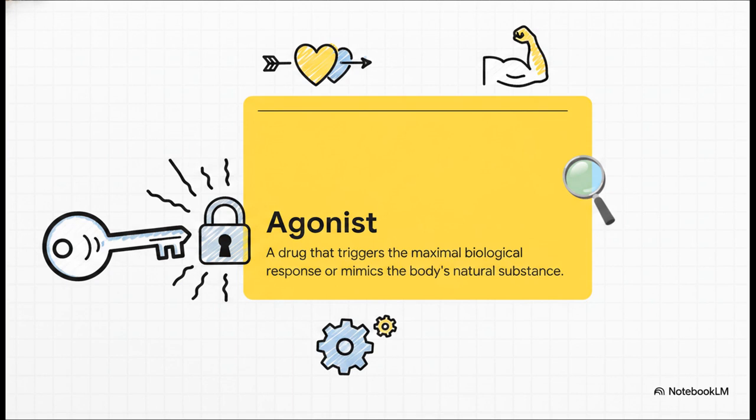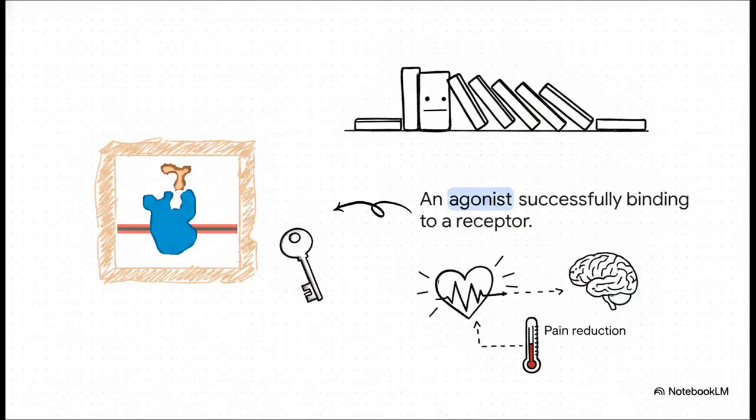It has high affinity, meaning it absolutely loves to bind to the receptor, and high efficacy, meaning once it does bind, it gets the job done. The agonist binds seamlessly, sparking that exact domino effect we talked about earlier. It fits right into that receptor pocket like a custom-tailored key, signaling the cell to elevate your heart rate, reduce pain, or really whatever biological task it was designed to initiate.